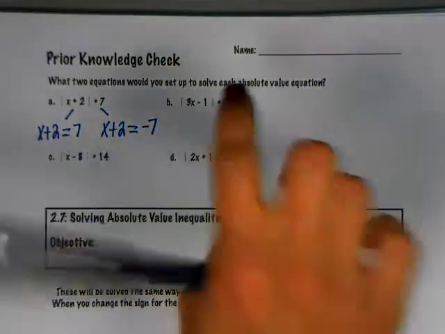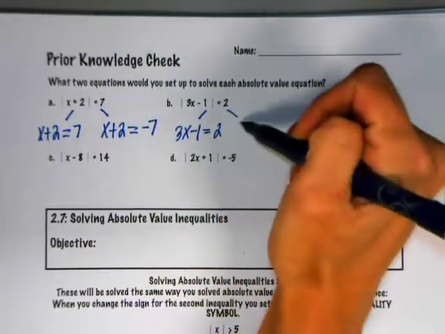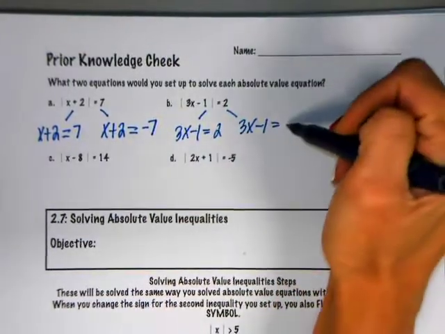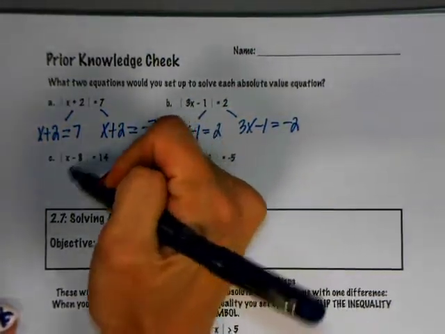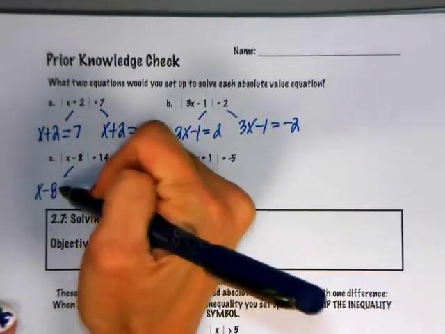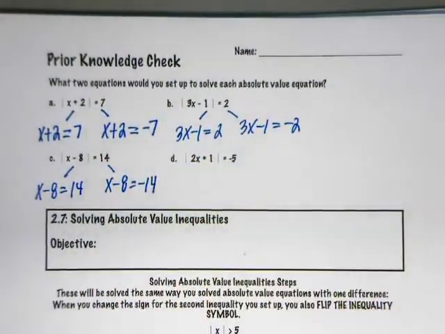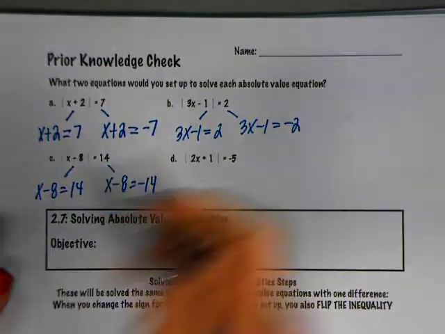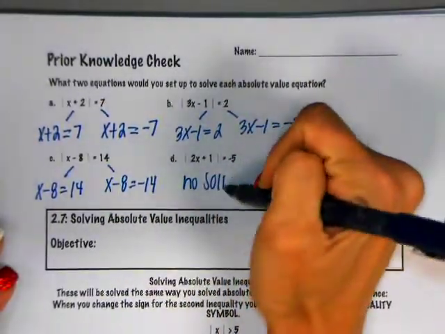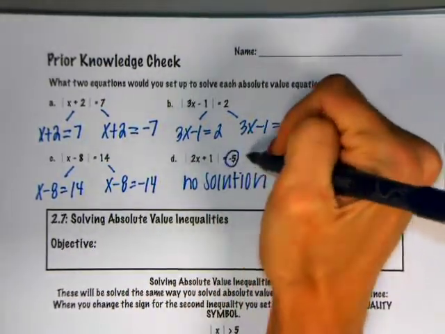All right, b equals a positive, so you would do 3x minus 1 equals 2, and then 3x minus 1 equals what? Negative 2, good. C equals a positive, so you should have x minus 8 equals 14, and x minus 8 equals negative 14. And then D equals a negative, so what's that? No solution. Yep, so you wouldn't even set anything up, you just go straight to no solution. Because that's a negative.